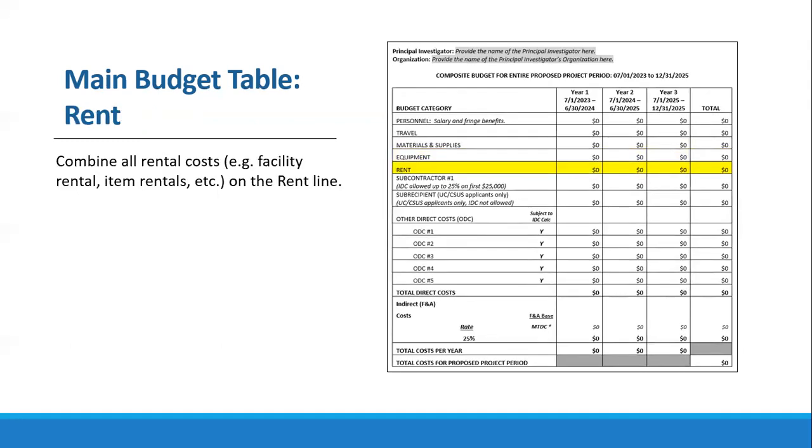Next, we have rent, and this is rent of many types, things like facility rental, rental of items or tools, and other things like that, which should be included on the rent line.